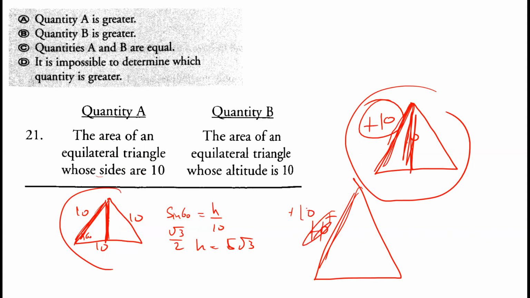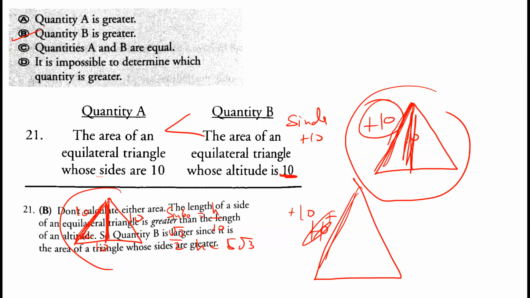This side is more than 10. Now obviously, quantity B is the area of an equilateral triangle whose altitude is 10. If the altitude is 10, then the side is even more than 10, so its area will be greater than the triangle having a side of 10. So option B is correct.